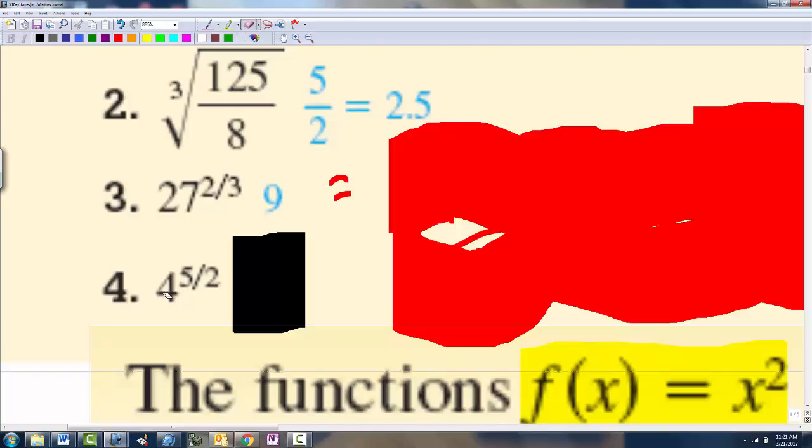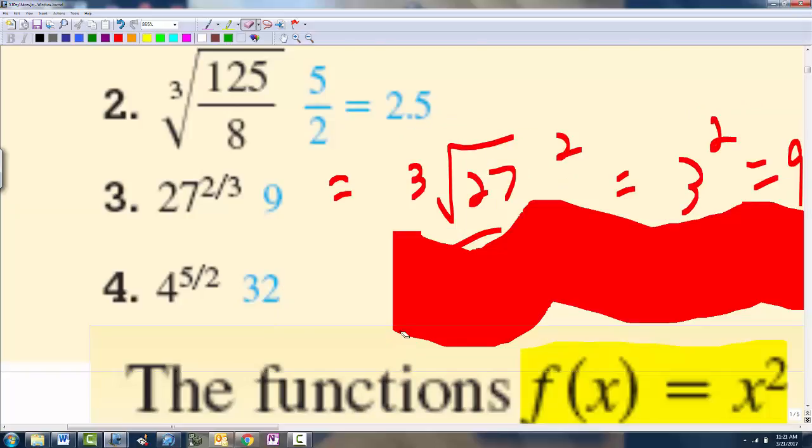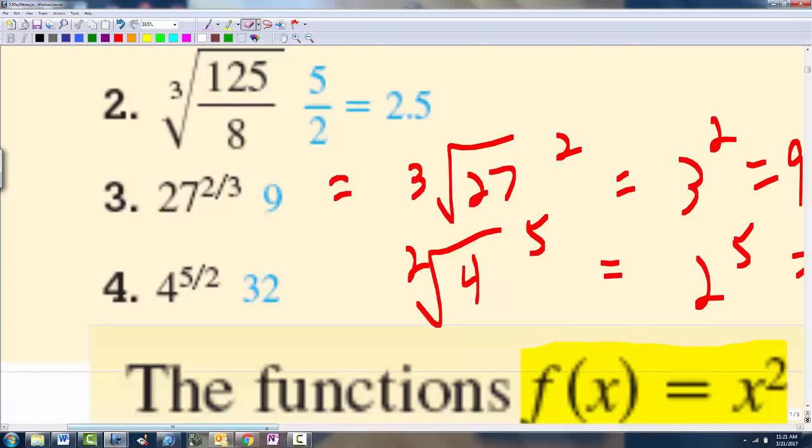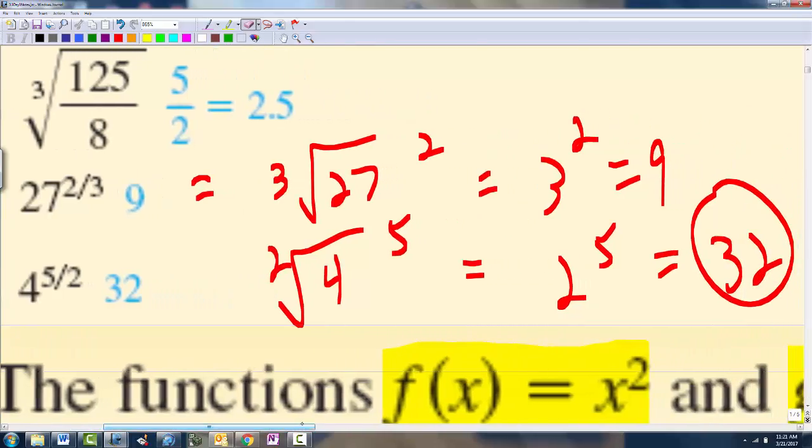What's the square root of 4? What's 2 to the 5th? Do the fingers. 2 times 2 is 4. 2 times 4 is 8. 2 times 8 is 16. 2 times 16 is 32. I don't know what all this red stuff is. I think it's a different question. Oh, that's just showing what we actually did there. We should not have to write that out as we go.